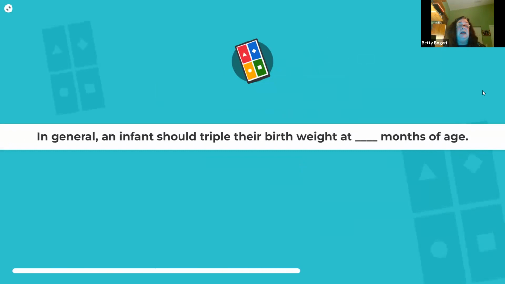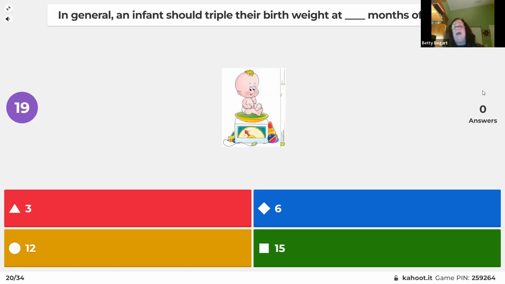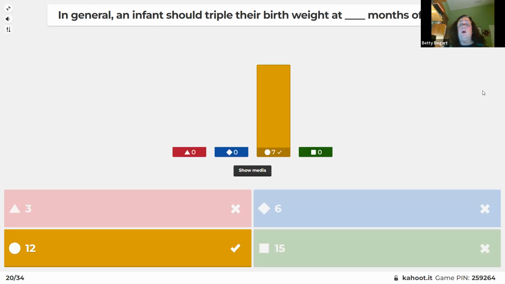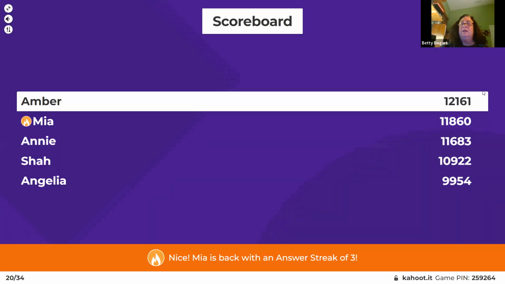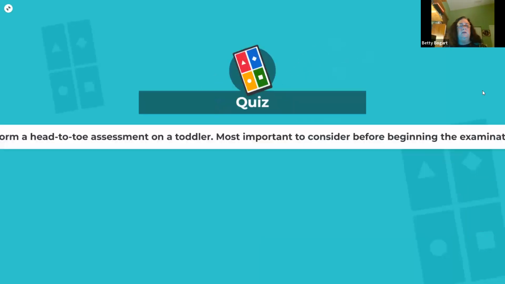In general, an infant should triple their birth weight at what months of age? And that's at 12 months. Double at 6 months, triple at 1 year. Very good. You guys are going to be ahead for next week.